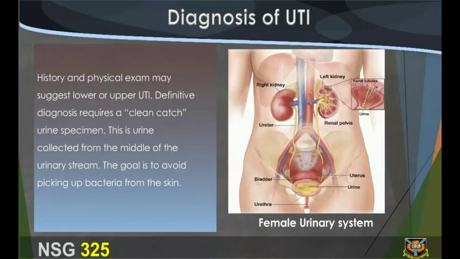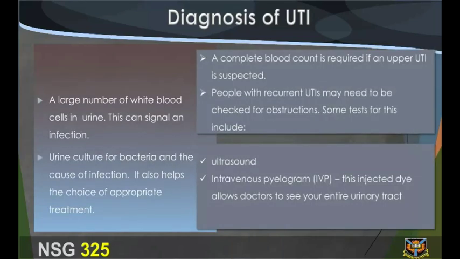Diagnosis of UTI. History and physical exam may suggest lower or upper UTI. Definitive diagnosis requires a clean-catch urine specimen. This is urine collected from the middle of the urine stream. The goal is to avoid picking up bacteria from the skin. A large number of white blood cells in urine can signal an infection. Urine culture identifies the bacteria and the cause of infection. It also helps the choice of appropriate treatment.